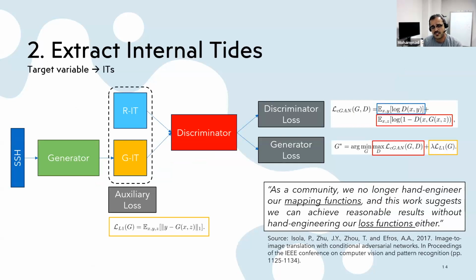For our second mission, we use conditional GANs to extract internal tide components. In addition to the loss function determined by the discriminator, we use L1 loss to separately evaluate the performance of the generator by comparing the generated ITs with the real ITs. This is the code from the paper that we use for these experiments.